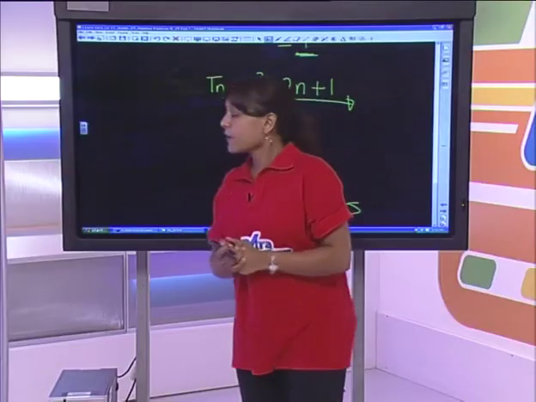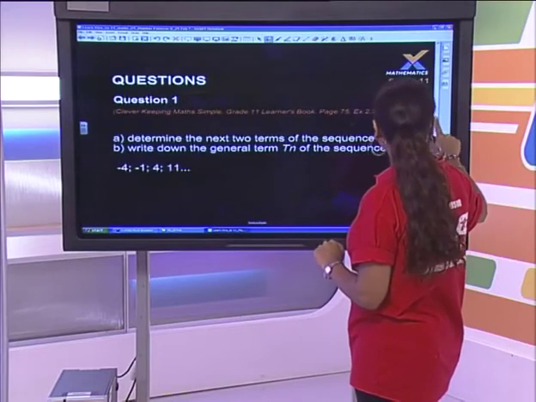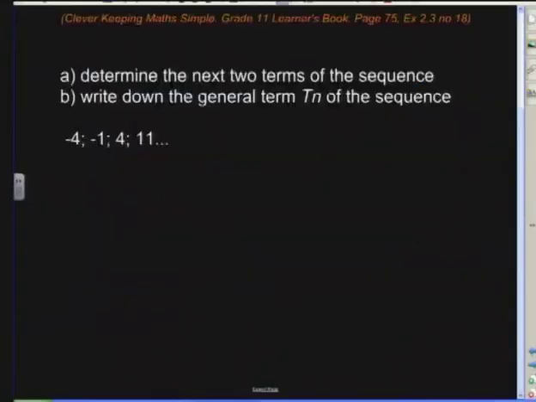So guys, we're going to carry on now with another example. And this comes from Clever Keeping Maths Simple, grade 11 learner's book, page 75, exercise 2.3, number 18. Okay, first question. Determine the next 2 terms of the sequence. All right, and the sequence they've given us is just a list of numbers. We don't know if it's quadratic. How do we determine if it's quadratic?